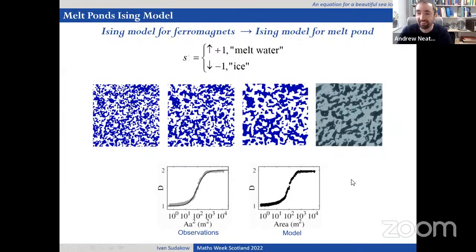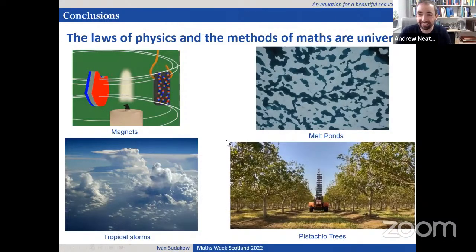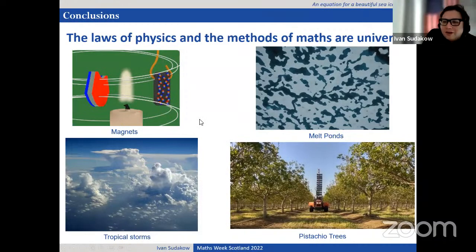Okay, I've run out of time, so I'm finishing. Finally, we can apply this beautiful equation not only to magnets and melt ponds, but we can also describe tropical storms or pistachio tree bloom using just a simple equation for how tiny magnets, ponds, pistachio trees and so on are interacting, and how we're interacting. Thank you.